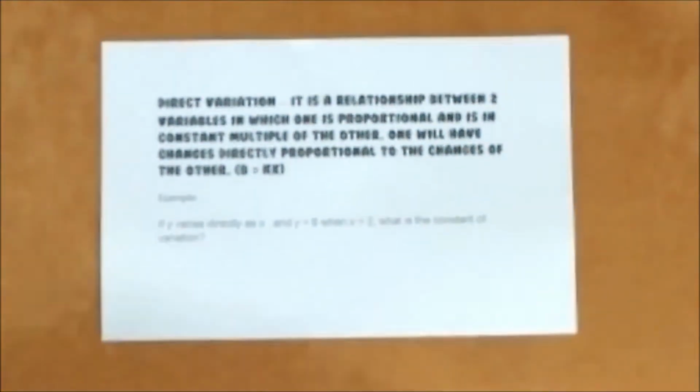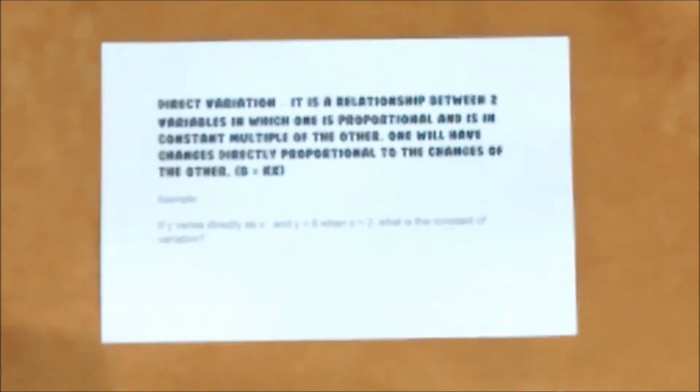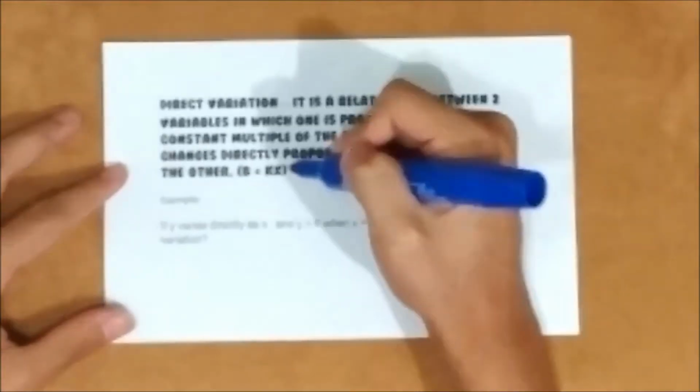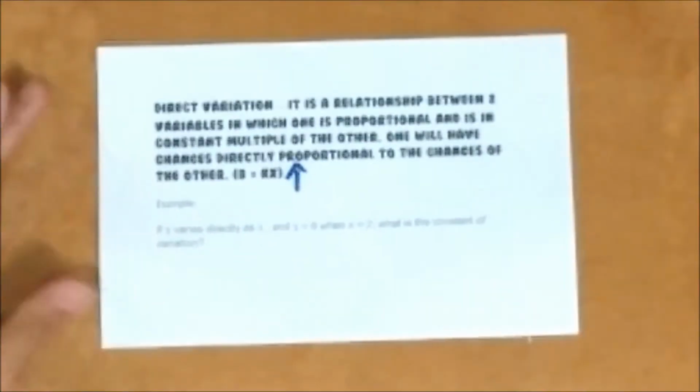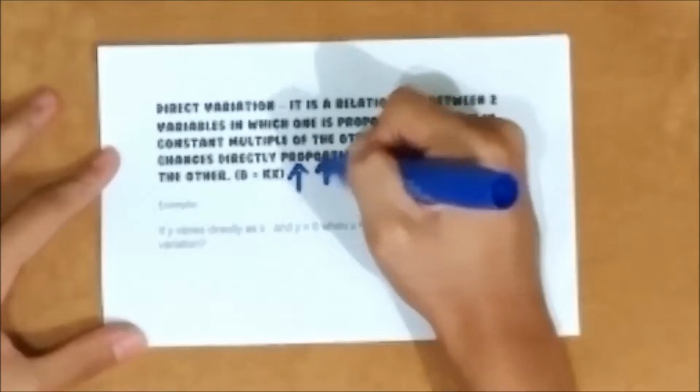So for direct variation, for me the most basic one, direct variation is a relationship between two variables in which one is proportional and is a constant multiple of the other. The changes of one will be directly proportional to the changes of the other. It is also written as y equals kx. To put it simply, if one increases in value, the other one should also increase.